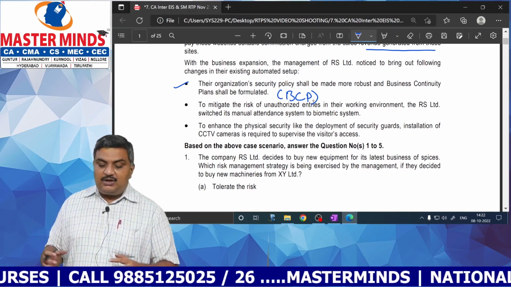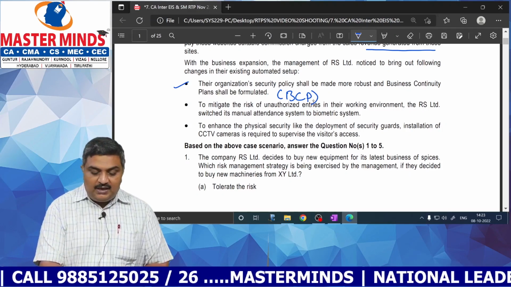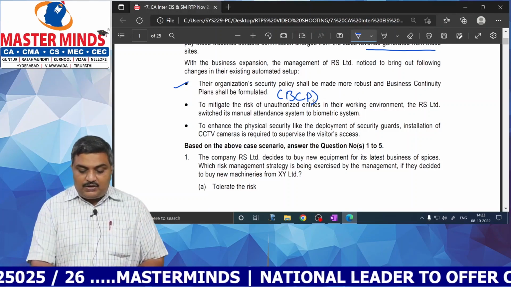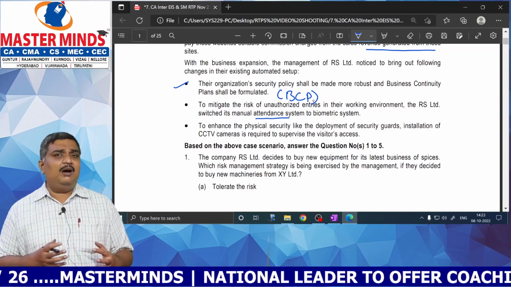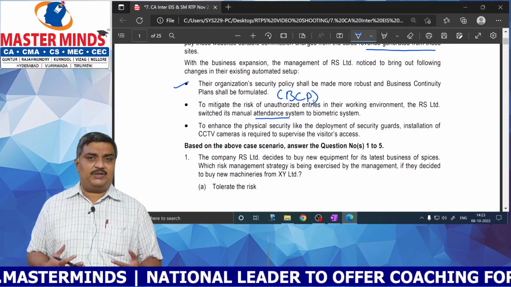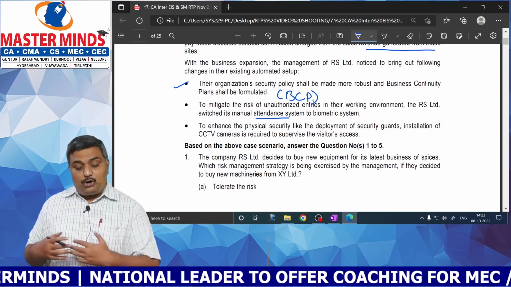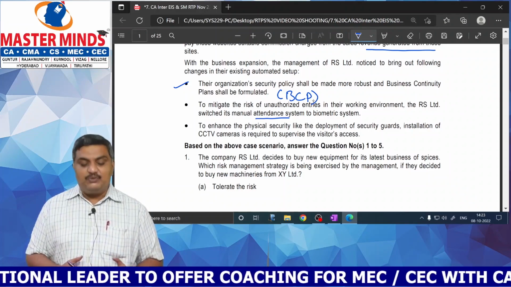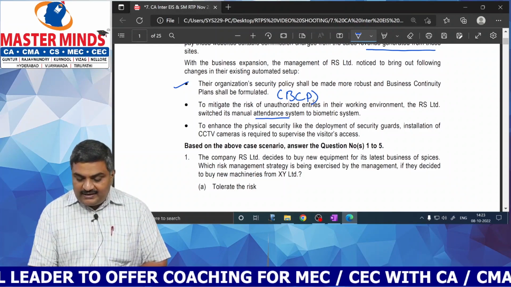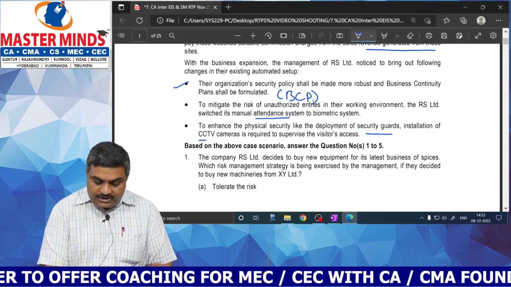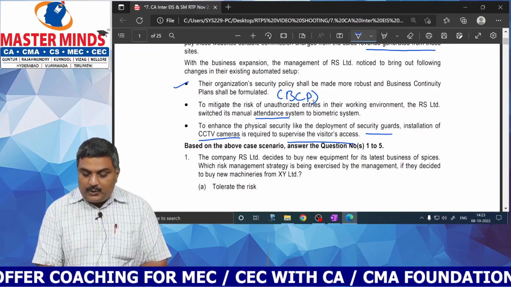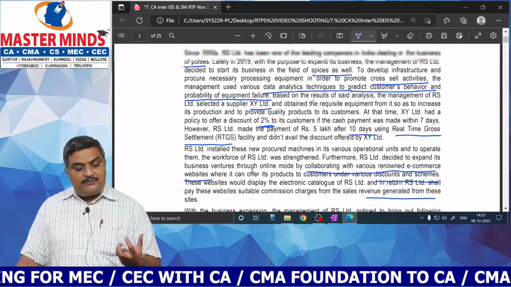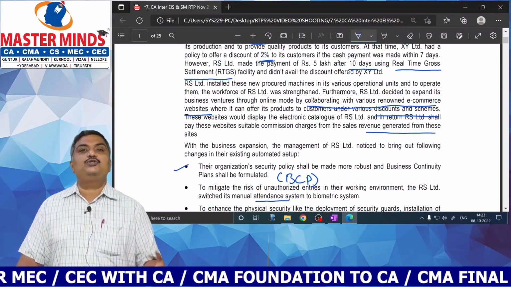And to mitigate the risk of unauthorized entries in their working environment, RS Limited switched its manual attendance system to a biometric system. So, they want to strengthen their HR and payroll processes. For that reason, they are going for an automated biometric system of taking attendance from the employees rather than taking attendance manually. And to enhance the physical security, like the deployment of security guards, installation of CCTV cameras is required to supervise the visitors' access. So, they have installed CC cameras. Now, if you observe, some of the points I have underlined are related to our lessons.